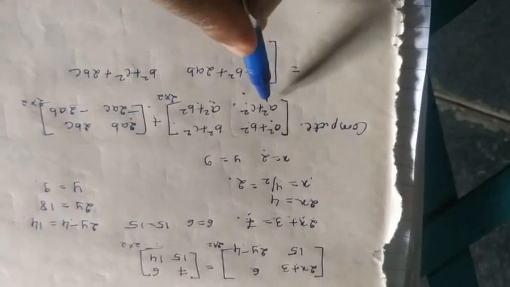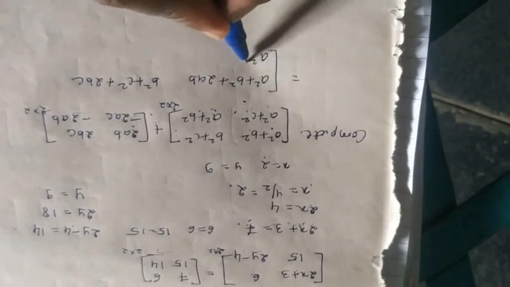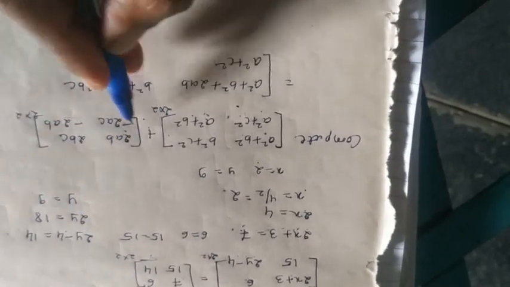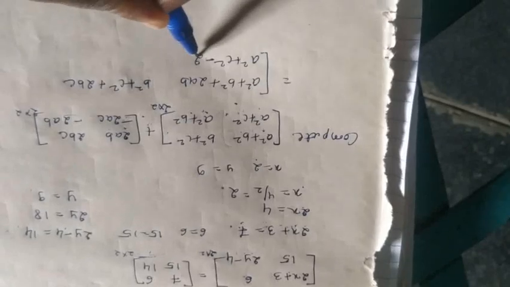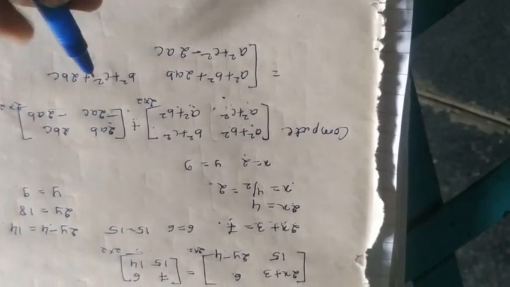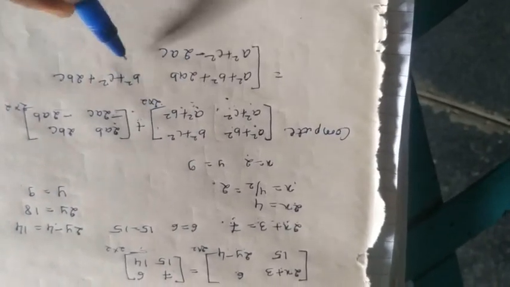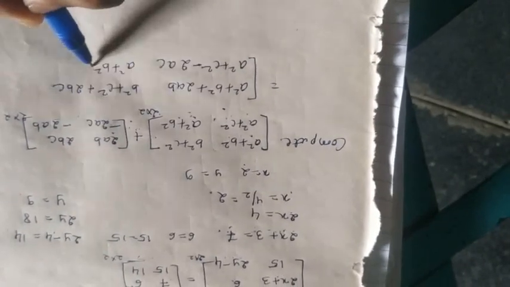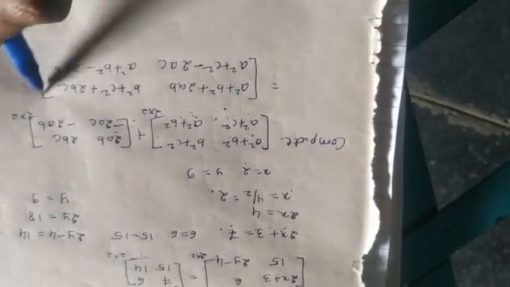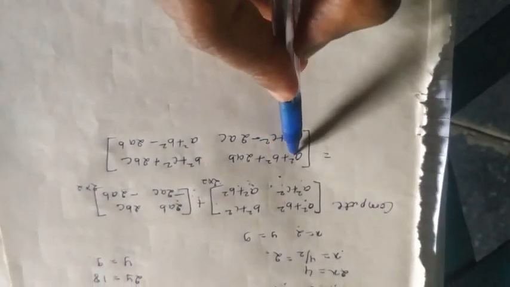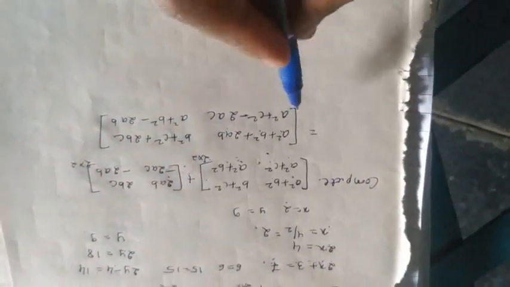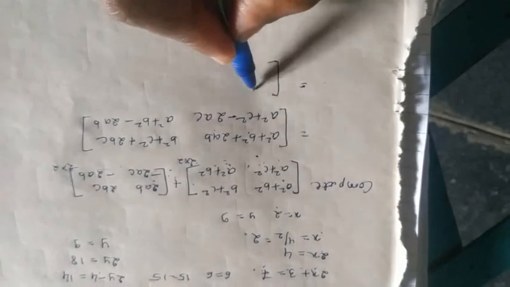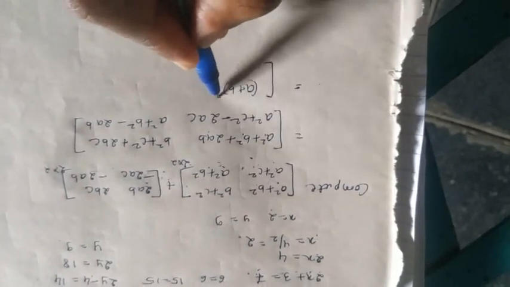Yes. Next, a square plus c square plus into minus, that is minus 2ac. Next, a square plus b square plus into minus 2ab. Then what is a square plus b square plus 2ab? That is a plus b whole square.